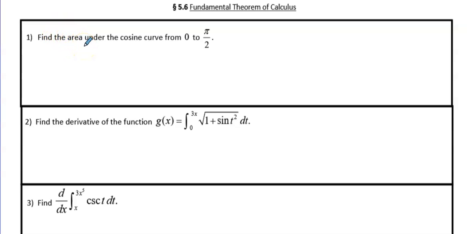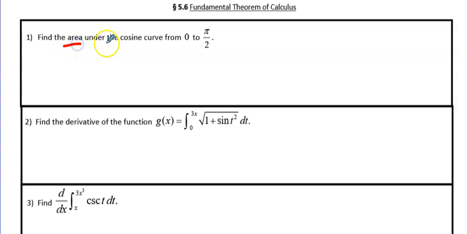We're talking about the fundamental theorem of calculus, and we're now going to look at these problems with trig functions. So very basic stuff with the next couple of examples here. It says find the area under the curve, the cosine curve, from 0 to pi over 2.